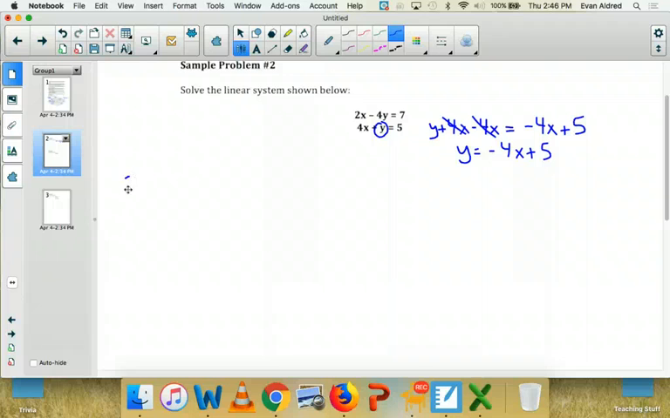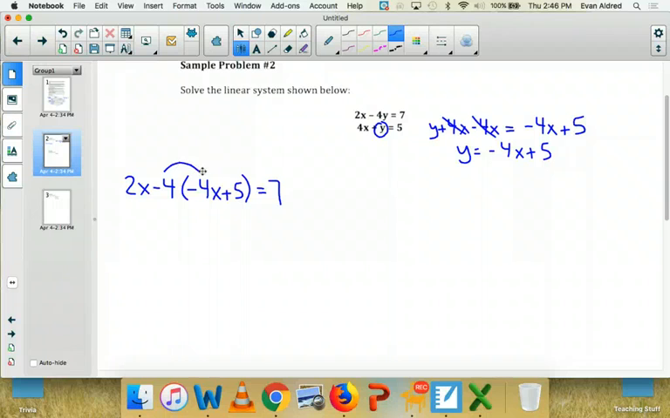So the other equation is 2x minus 4 times y. Well, we know y equals negative 4x plus 5. And we know that all of this is equal to 7. So we've kept the rest of the equation exactly as is. I've just replaced y with negative 4x plus 5.